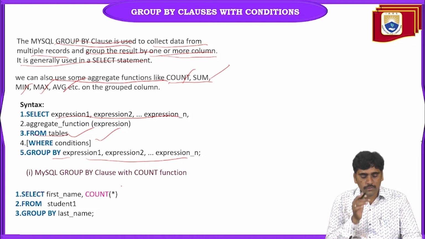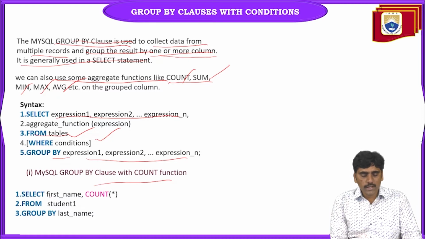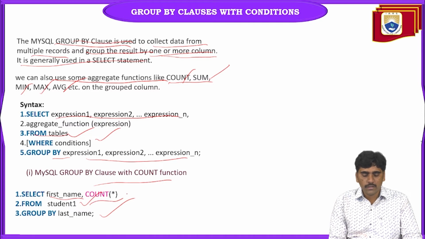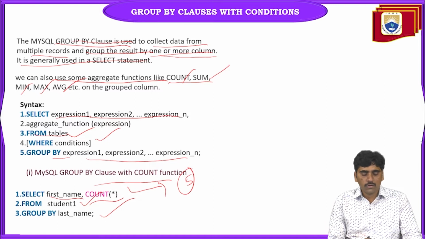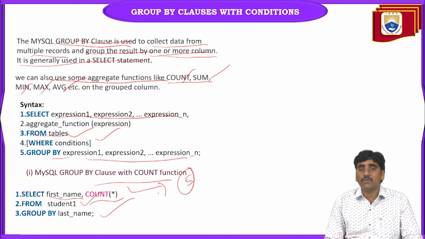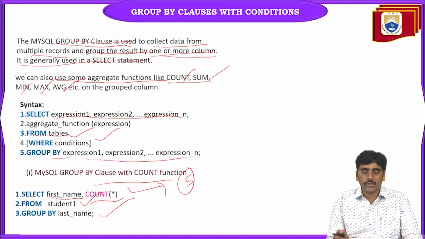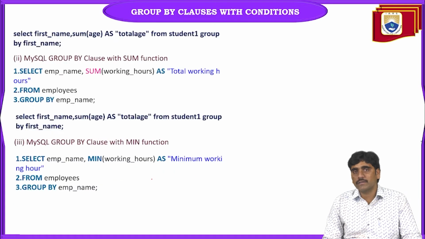The first one is the MySQL GROUP BY clause with the COUNT function. SELECT first_name, COUNT(*) FROM student1 GROUP BY last_name. That means it displays the count of first names grouped by last name. Whoever has the same last name will be grouped together, and on that grouping basis it displays the count of first names. This is the way you can use the COUNT aggregate function.